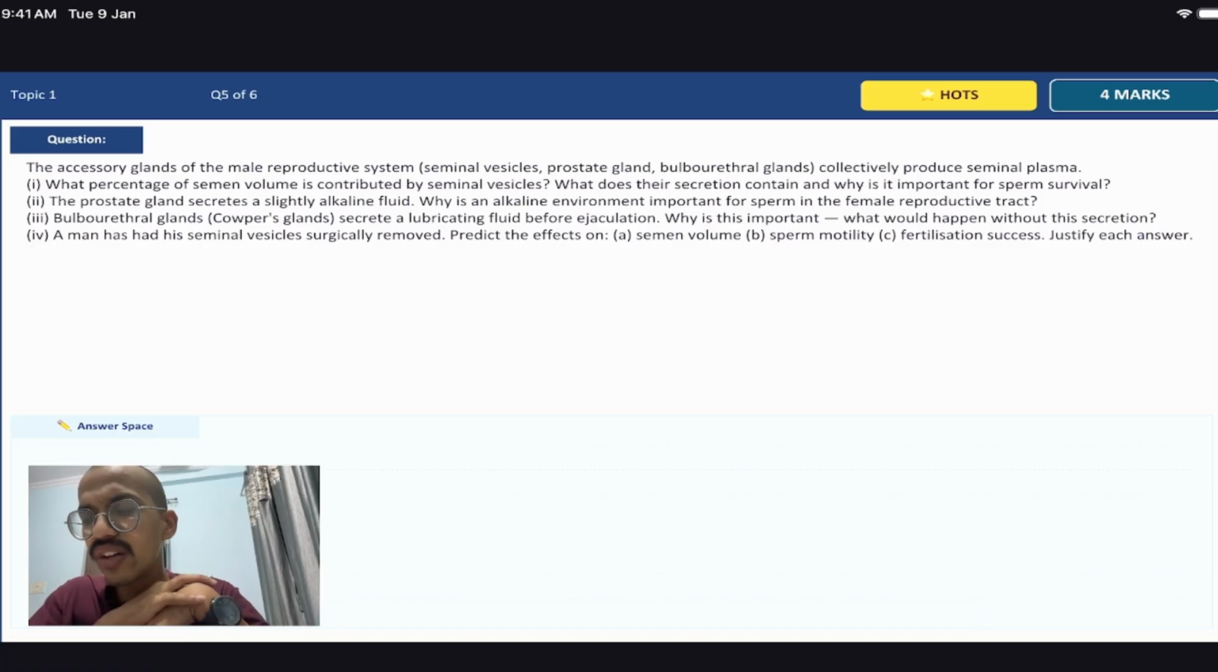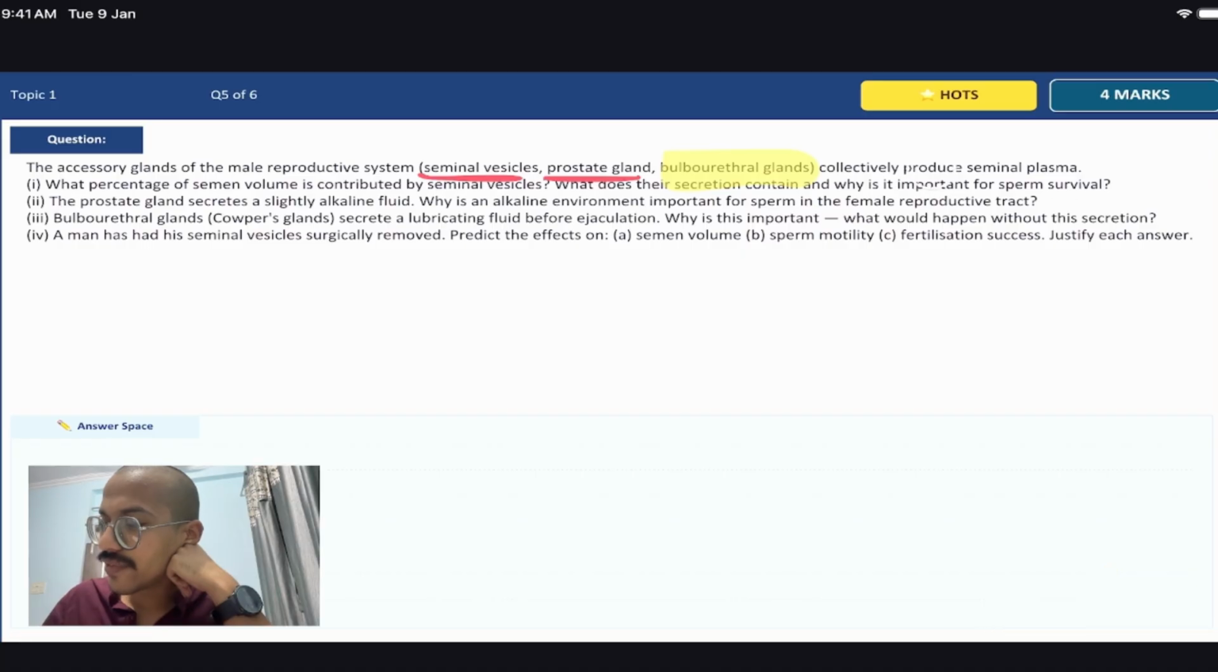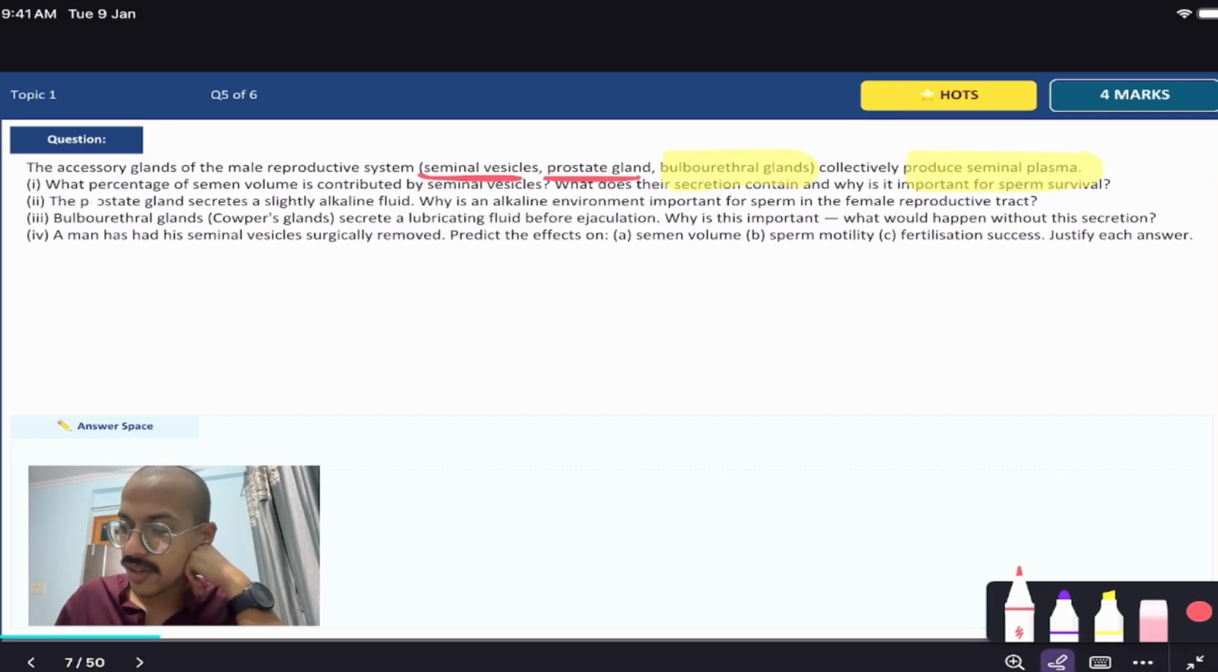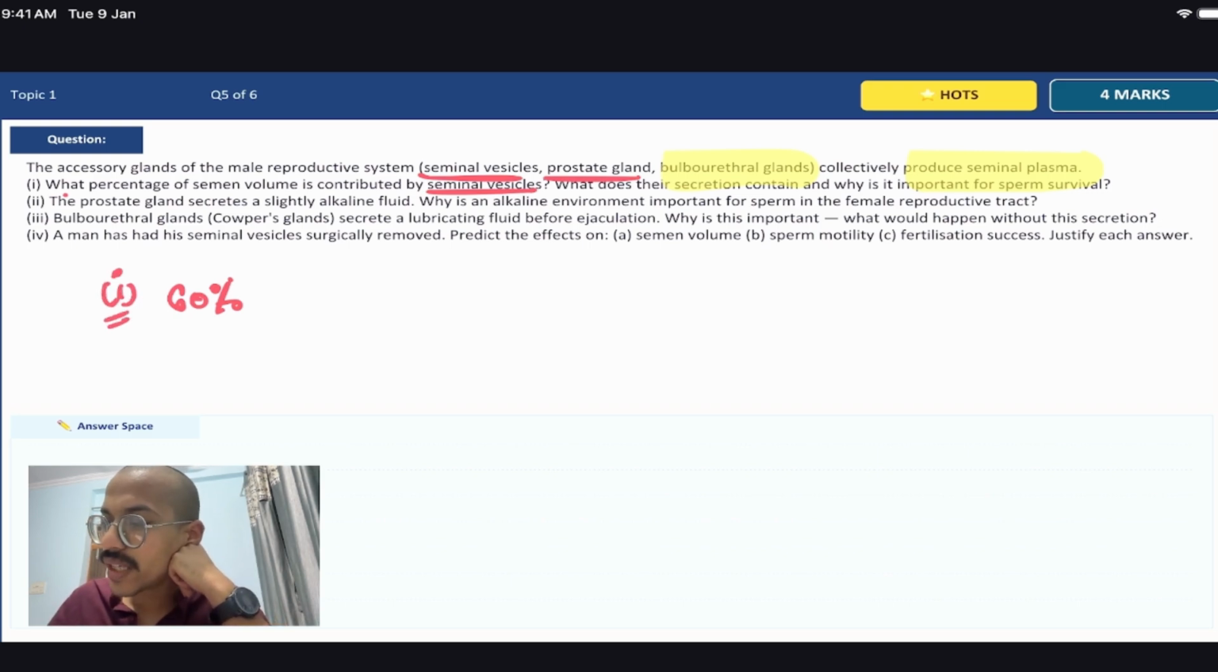The accessory glands of the male reproductive system consist of what? Your seminal vesicle, prostate gland, and bulbourethral gland collectively produce seminal plasma. We understood this. Now, what percentage of the semen volume is contributed by the seminal vesicle? 60% is contributed by the seminal vesicle. What do their secretions contain and why is it important for sperm survival? You know these questions, these are straightforward.